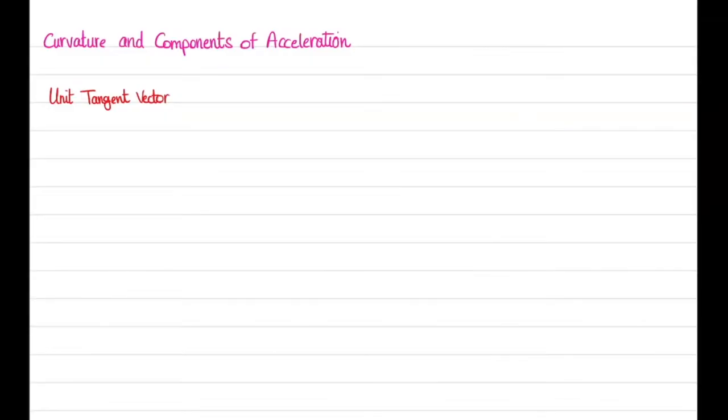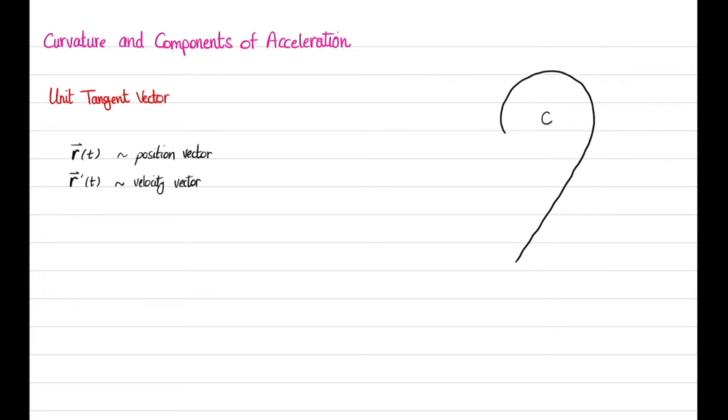So now let's define the unit tangent vector. Let C be a smooth curve in either 2 or 3 space traced out by a vector function r. We know that r prime t is a tangent vector to the curve. From the previous lecture video, we know that if r(t) is the position vector, then r prime t will be the velocity vector, where velocity at any point is tangent to the curve.